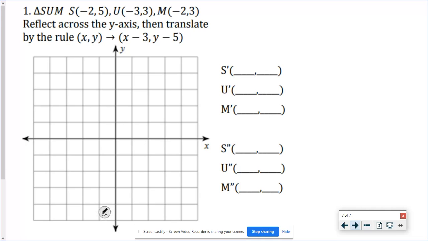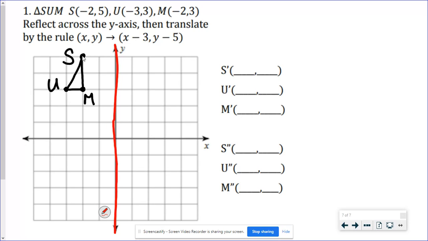Okay, so my original shape, S is at -2, 5. And if I graph too quickly or whatever, feel free to pause it and get yours graphed. U is at -3, 3. And then M is at -2, 3. So right here is my original triangle. Okay, I want to reflect it across the y-axis. So that is right here, y-axis. We did a whole bunch of stuff today with the y-axis, not with the x-axis. It's just going to flip to the other side, right?